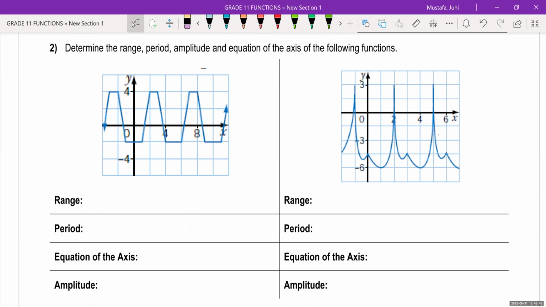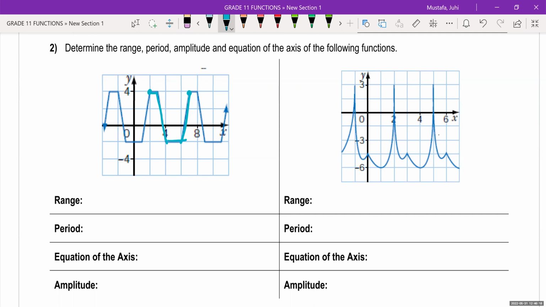Okay, so let's try one example together and then you'll try the other one yourself. Here we have 2 graphs, so we'll do the one on the left together. Determine the range, the period, the amplitude, and the equation of axis for the following functions. So the very first thing I'm going to do is I'm going to try to identify where the pattern begins and ends. You pick any starting point. So let's say I pick this as my starting point. I'm going to follow it through all the way until I feel it begins again. And that is one cycle of your periodic function.